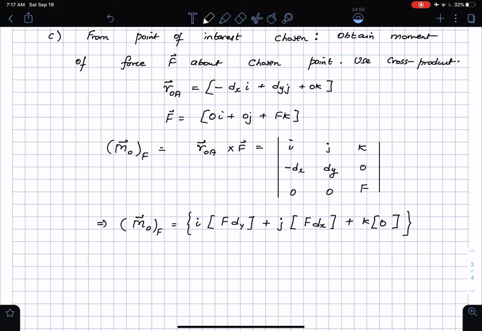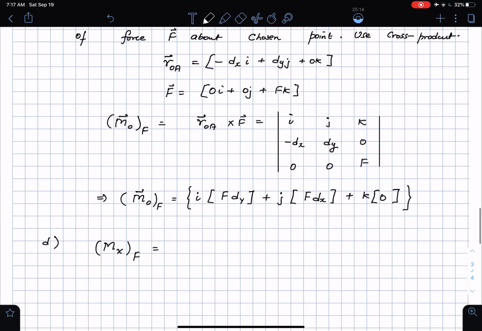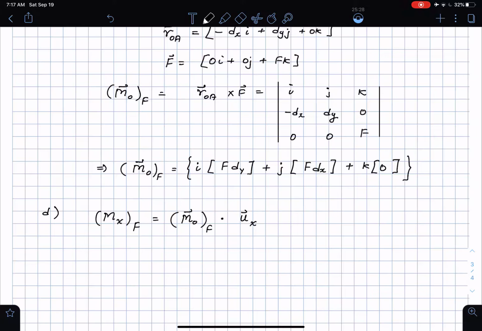Then my next step is the following. What you want to do is go back to your scalar approach and ask, what was the moment about the x-axis? When I used the scalar approach, the moment about the x-axis was F times dy. So in order to get only that, here is what I do. The magnitude of the moment about the axis of interest is given by the dot product of this moment that I have found with the unit vector along the x-axis. Here is what I have to do. u_x is the unit vector along the axis of interest.